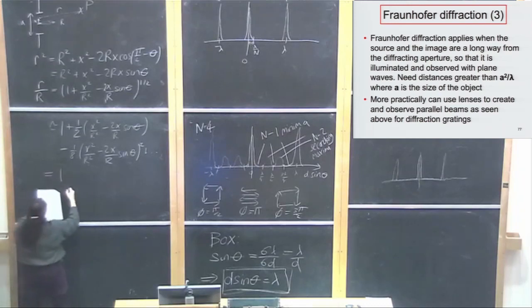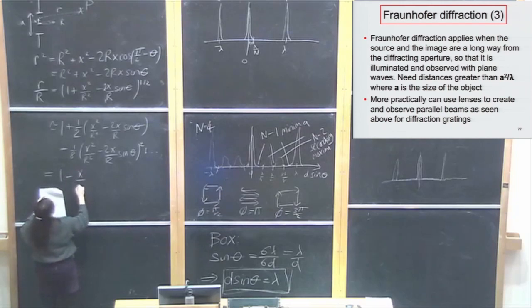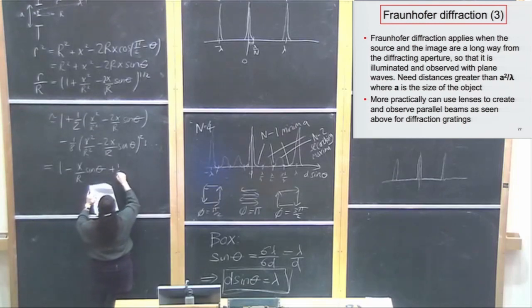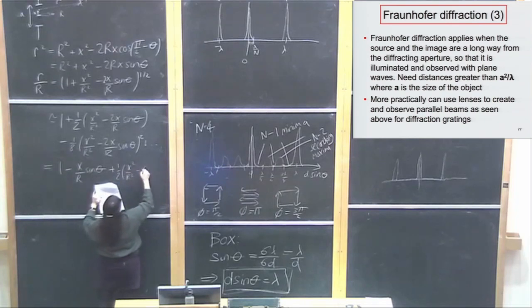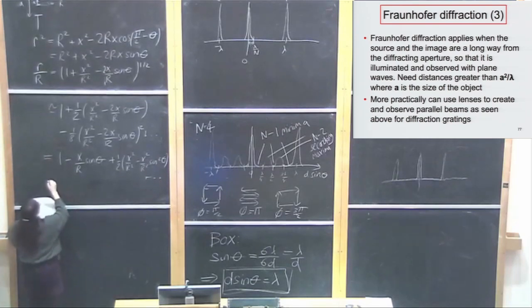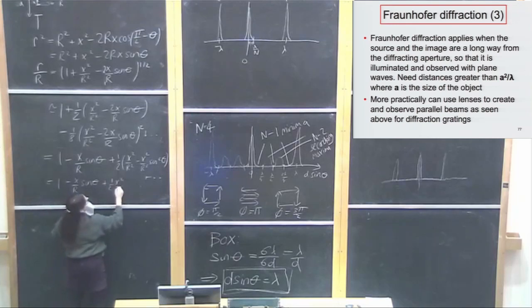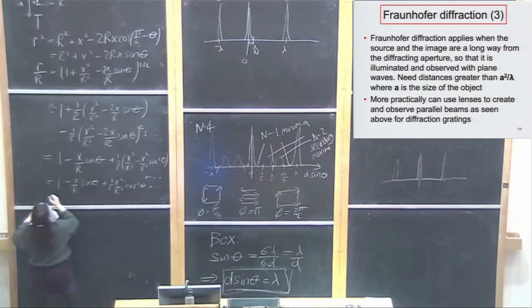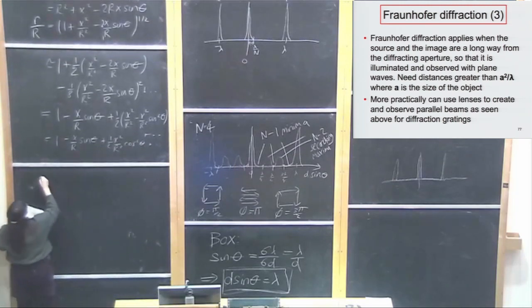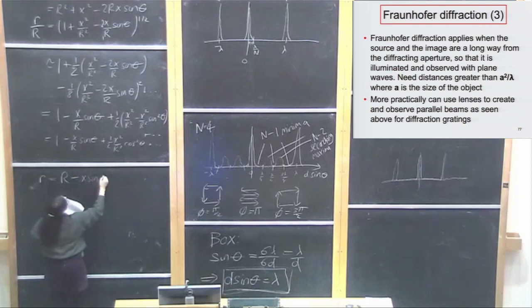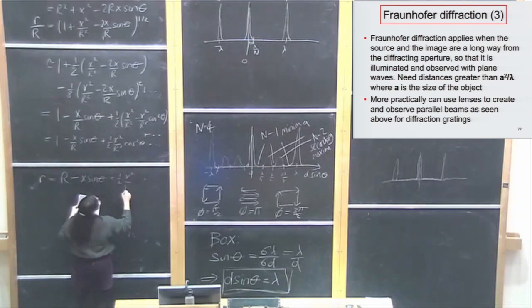I'm going to gather up just the squared terms. So I've got one lot of x over r sine theta plus a half x squared over r squared minus x squared over r squared sine squared theta plus dot dot dot for the other terms. That is 1 minus x over r sine theta plus half x squared over r squared cos squared theta plus dot dot dot. Right. So what that means is that I have little r equals big R minus x sine theta plus half x squared over 1 lot of r cos squared theta.